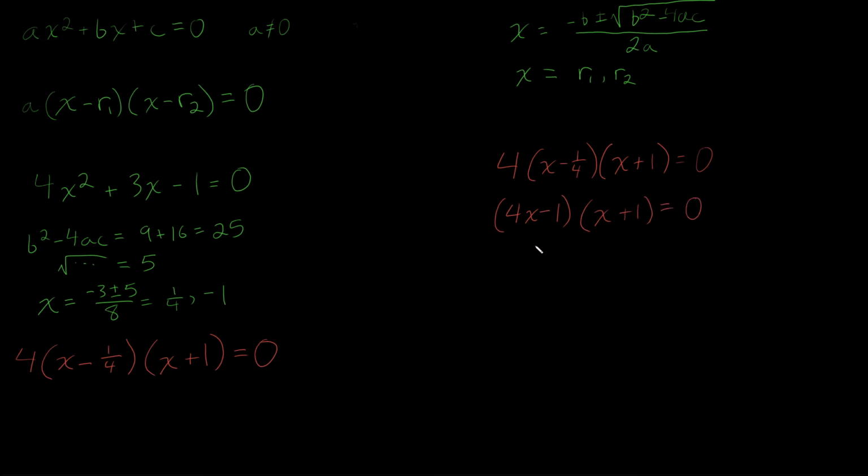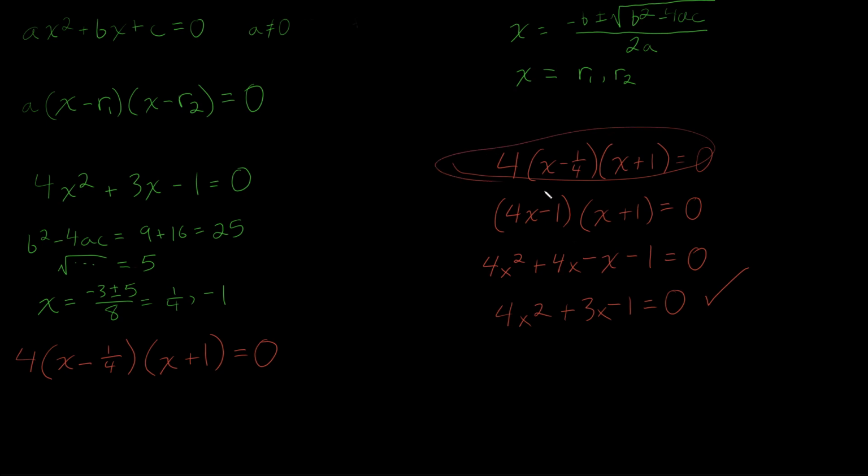equals 0. Now you could FOIL, you could distribute, there's a lot of different things to be done here, but we'll just FOIL. 4x squared, then outside is plus 4x, inside is minus x, and then last is minus 1 equals 0. And we'll combine like terms, so 4x squared plus 3x minus 1 equals 0. And as a matter of fact, that is what we started with. So this thing here is the factorization of our original polynomial. So that's a handy way to use the quadratic formula.